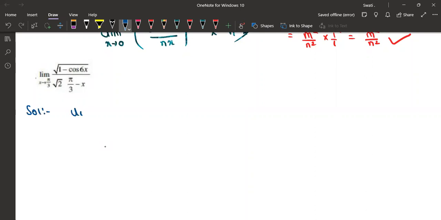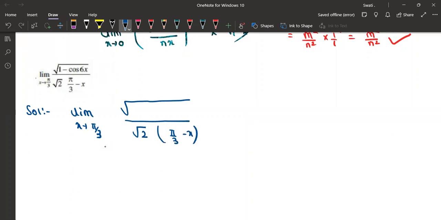So this is limit x tends to pi by 3, and here we have root over 1 minus cos 6x. I'm just going to leave that right now because I'm going to use a formula. And this is root 2 and then pi by 3 minus x.